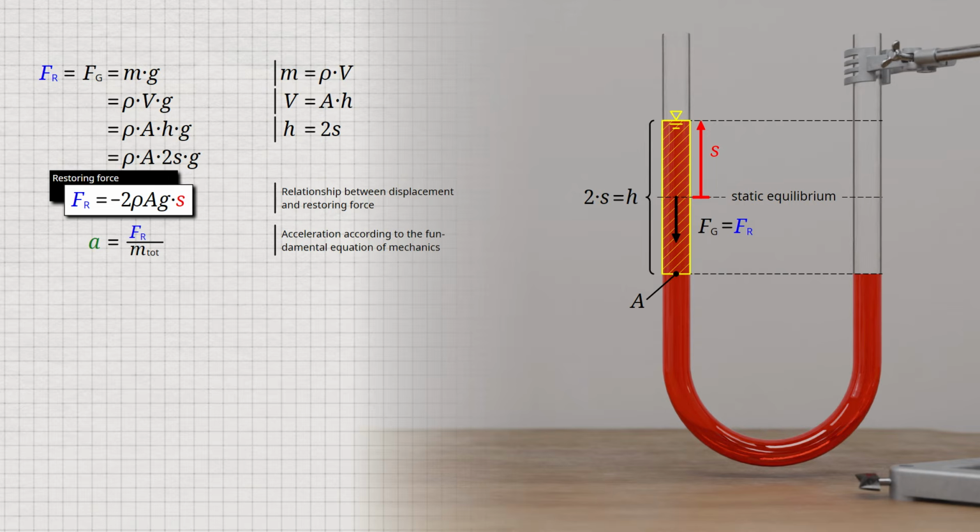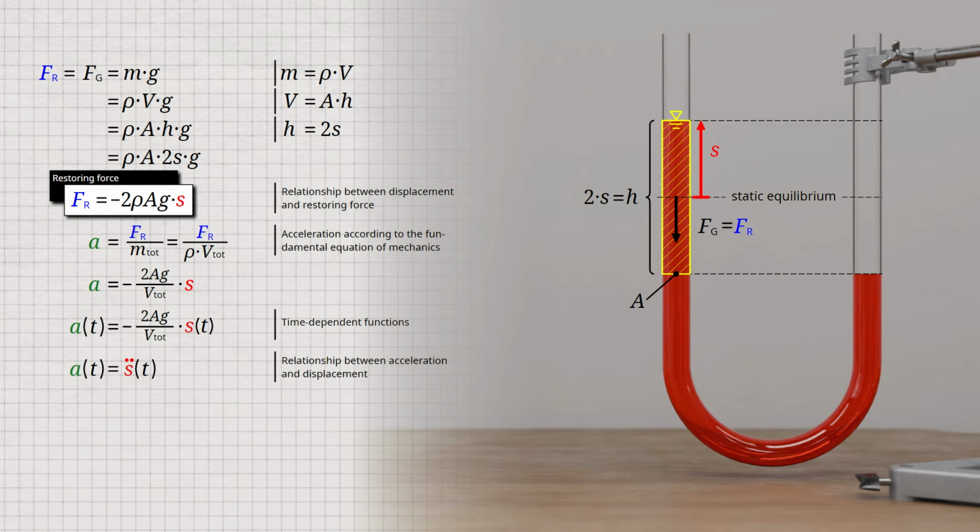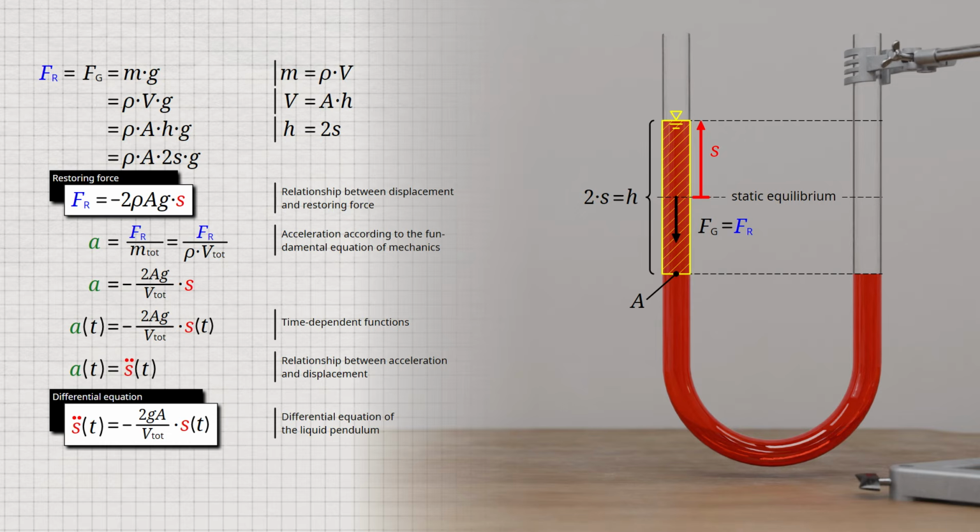The total mass of the liquid can again be determined from the density and the total volume of liquid in the tube. By substituting the formula for the restoring force into this equation, the density cancels out, yielding the formula given. Next, we consider that both the displacement and the acceleration are functions of time, which leads to the following equation. Finally, we use the relationship that the time-dependent acceleration is equal to the second time derivative of the displacement function. In this way, the differential equation for the liquid pendulum is obtained as given.